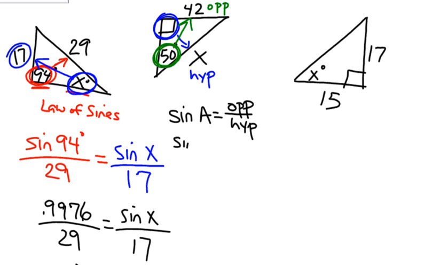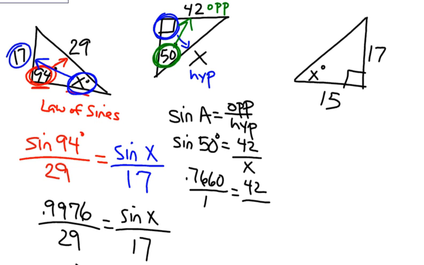So now I fill it in. Angle goes here. Opposite goes here. And hypotenuse goes here. Type sine 50 into my calculator. Cross multiply 1 times 42 and then divide by 0.7660. I get the answer.